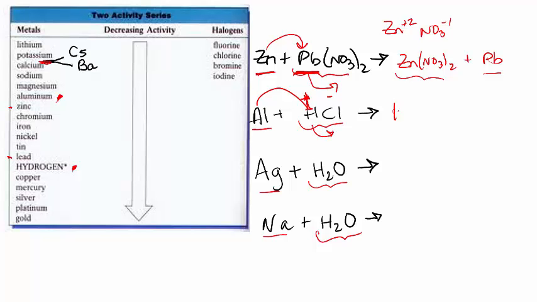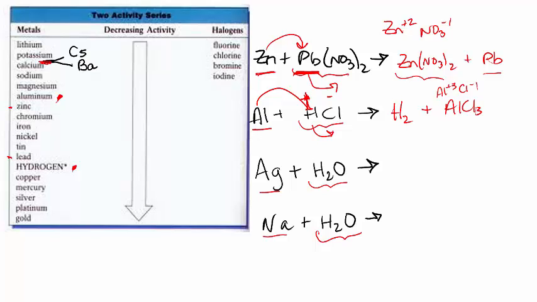So we're going to put hydrogen by itself. Now hydrogen's diatomic, so we have to make sure we do H2. And Al is a +3 charge. Just do a little side work here. Chlorine's a -1, so the formula should be AlCl3.